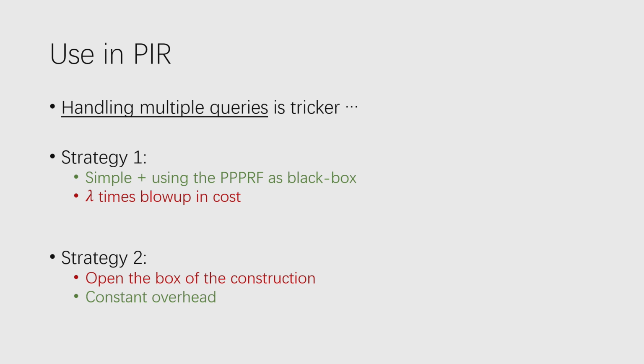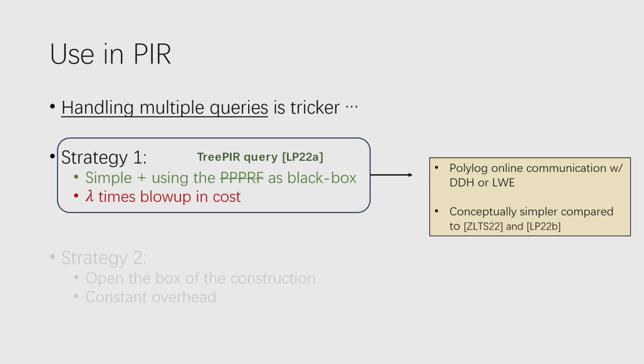But that's only for a single query, and we realized that handling multiple queries is trickier than we thought. So in our paper, we proposed two new strategies to handle multiple queries. Strategy 1 is simple. It uses the PPPRF as a black box, but it results in a lambda times blowup in the cost, which means that instead of sending one key, you need to send lambda keys to the server. Strategy 2 opens the box of the construction, but it only has constant overhead. So that's better.